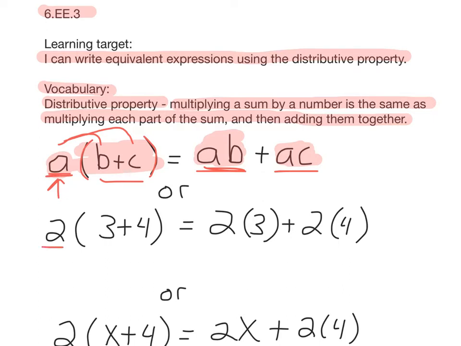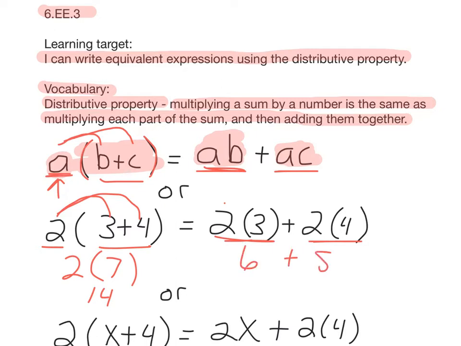If I'm multiplying 2 times 3 plus 4, instead of doing 3 plus 4 and getting 7 and multiplying 2 times 7 and getting 14, instead of doing that, I can multiply 2 times 3 plus 2 times 4. And that will give me 2 times 3 is 6, plus 2 times 4 is 8. That gives me 14 also.